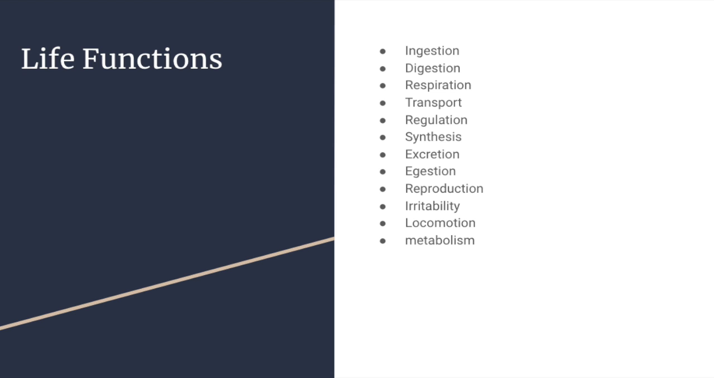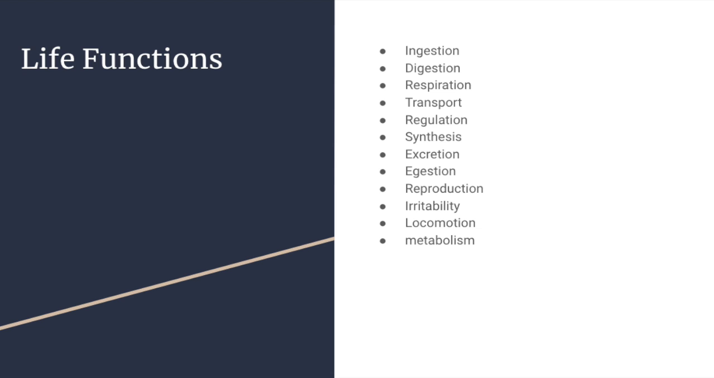Synthesis is combining of small molecules of substances into larger, more complex ones. Excretion is the removal of metabolic waste. Egestion is the removal of undigested waste. Reproduction is the ability to generate offspring. Irritability is the ability to respond to stimuli. Locomotion is moving from place to place, animal cells only, and metabolism is the sum total of all the life functions.